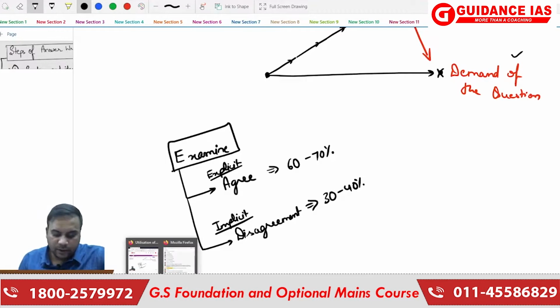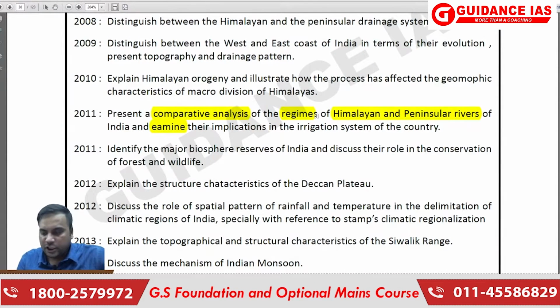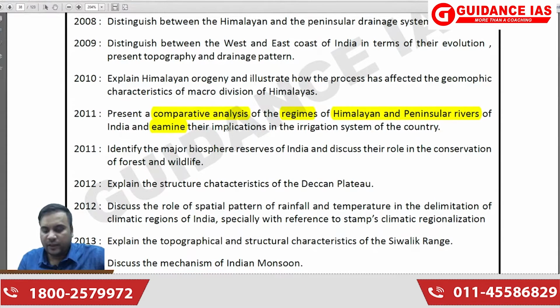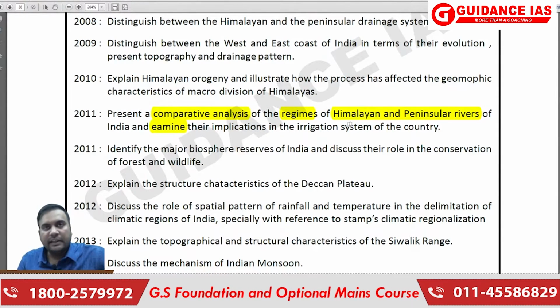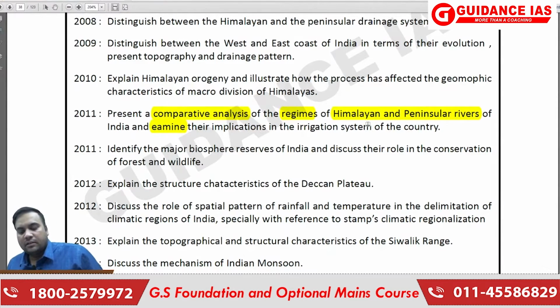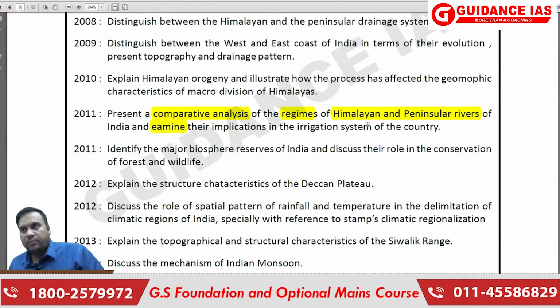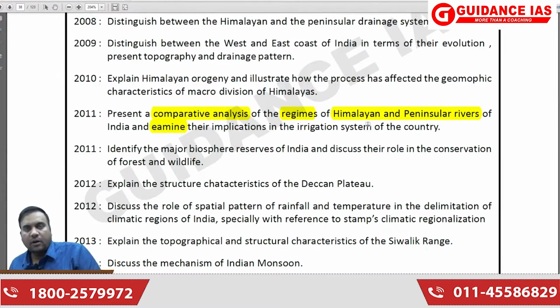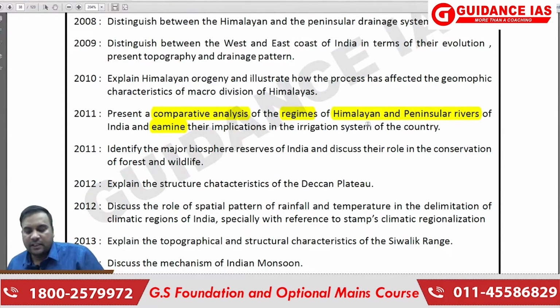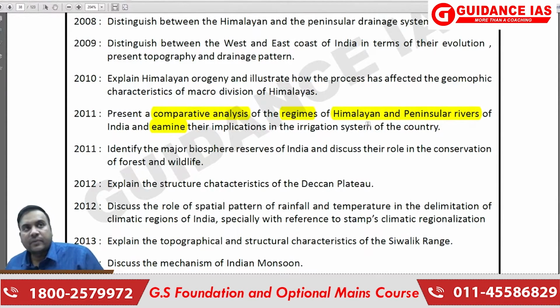So again, read the question which we are talking about here. When I am talking about regime of Himalayan and peninsular rivers affecting the irrigation system of the country, can I say that this statement is essentially partially true, or I would say incomplete? It is true but incomplete. Can you understand that there are other factors also which affect the irrigation system in the country?